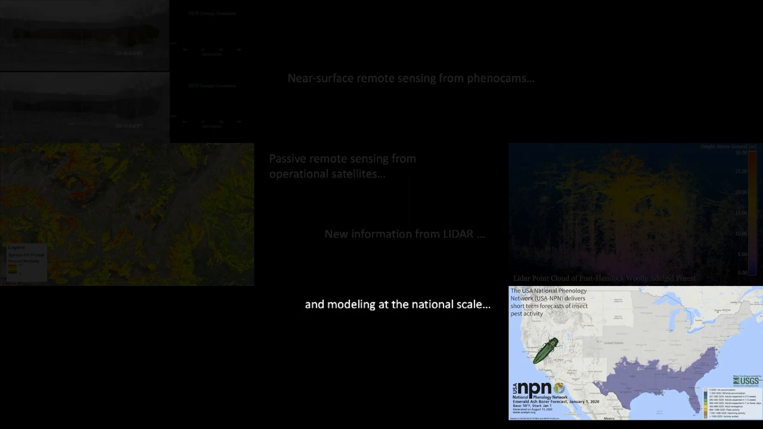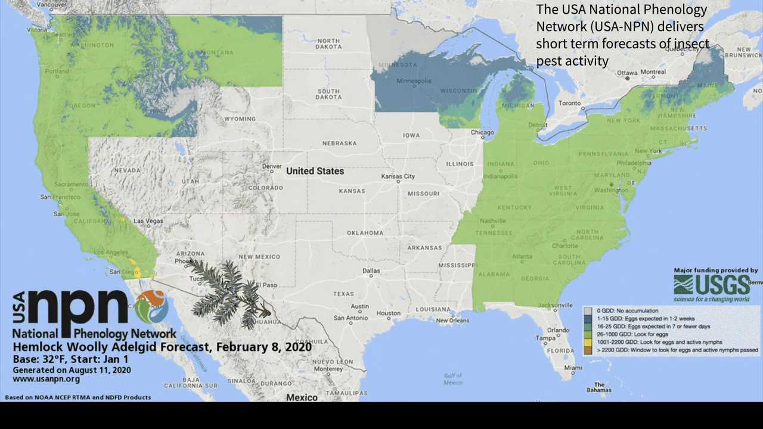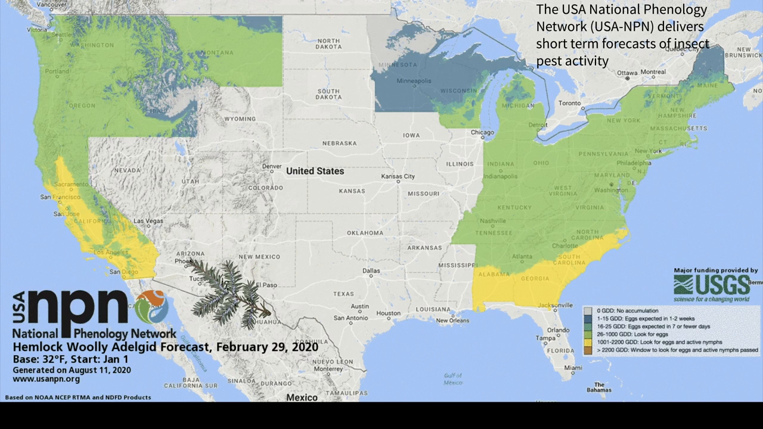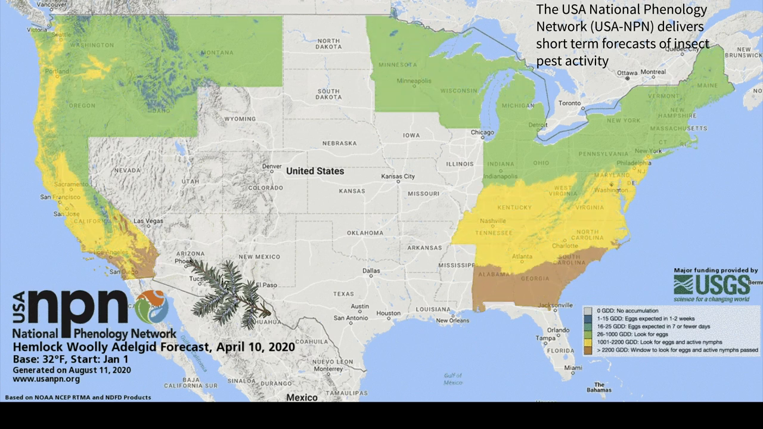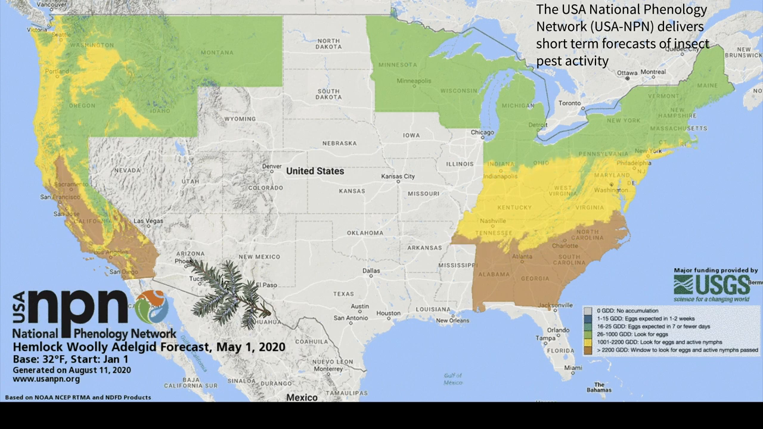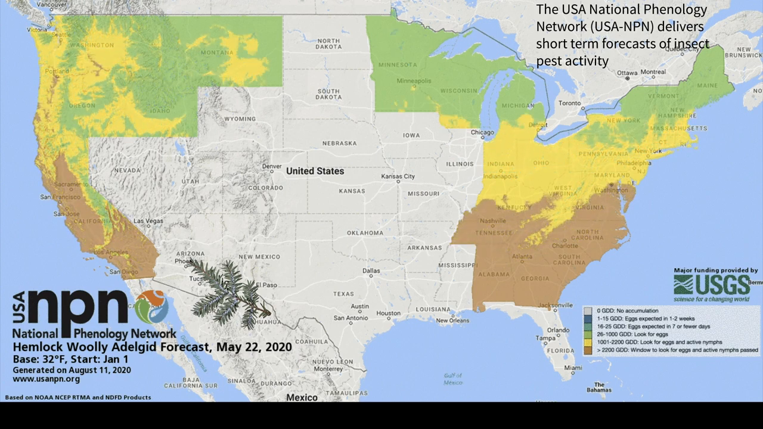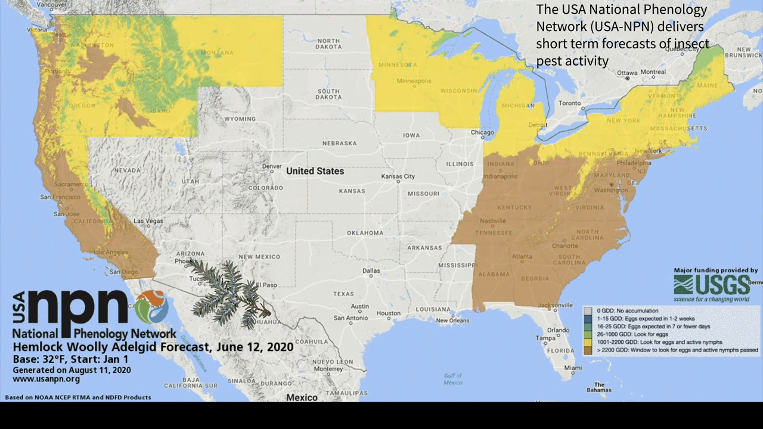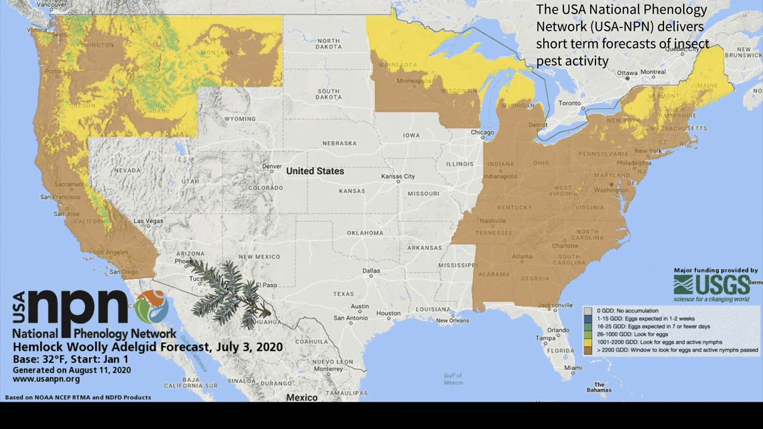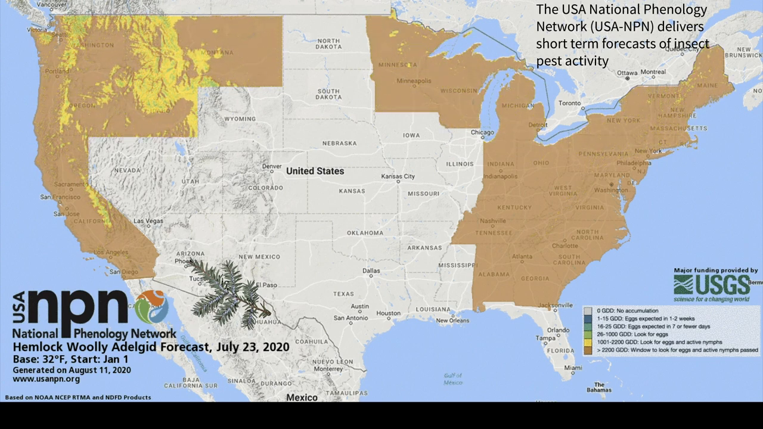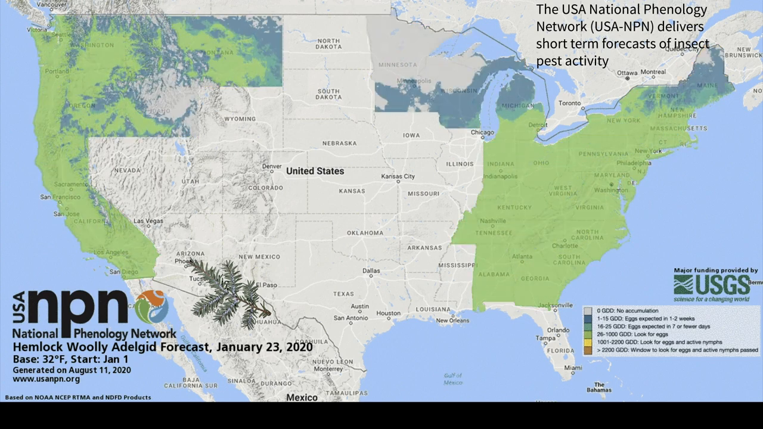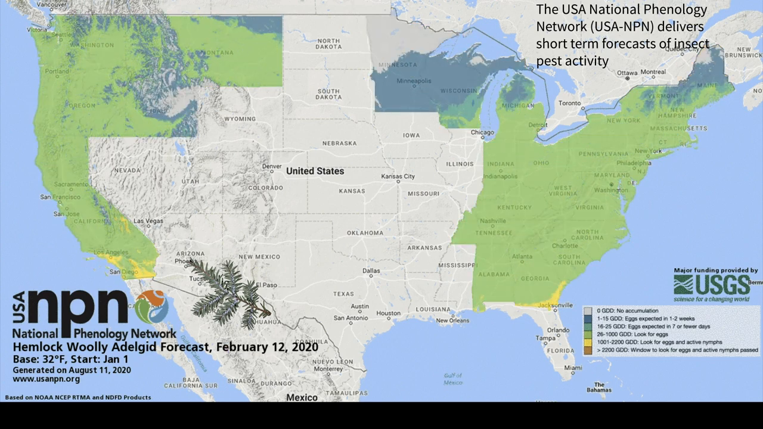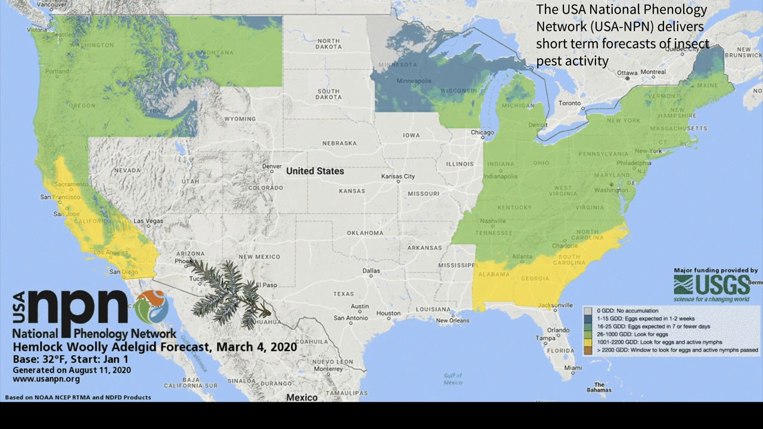The USA National Phenology Network offers pheno forecasts for over a dozen insect pests, including emerald ash borer, hemlock woolly adelgid, as shown in this animation, magnolia scale, pine needle scale, and winter moth. Pheno forecasts are based on published models that indicate management-relevant stages in the insect's life cycles. These maps are updated daily and available 6 days into the future, and at a fine spatial resolution, on the USA National Phenology Network's website.